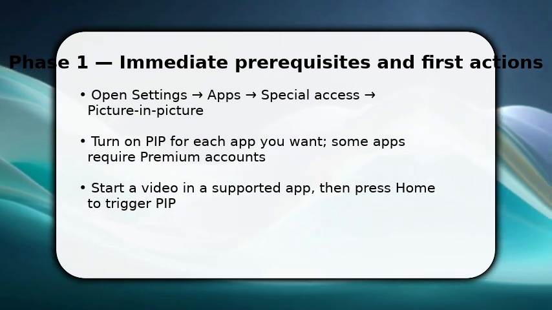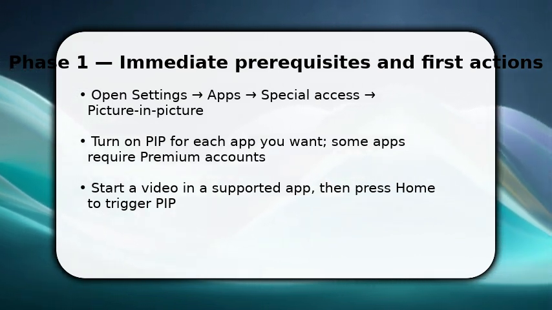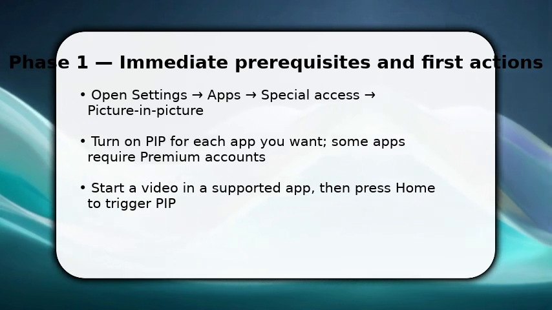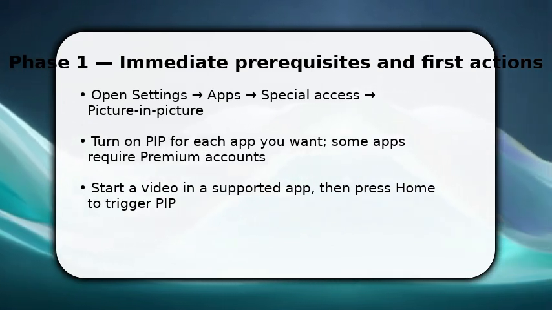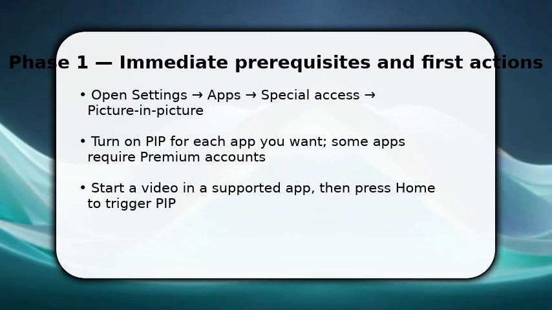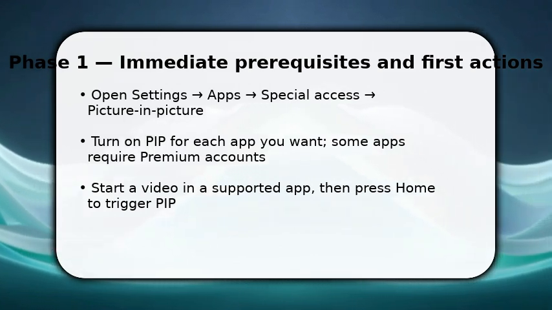Once done, open a supported app, play a video, and press Home. The video should shrink into a floating window. This immediate action confirms the setting. If it doesn't appear, double-check the app's PIP toggle.